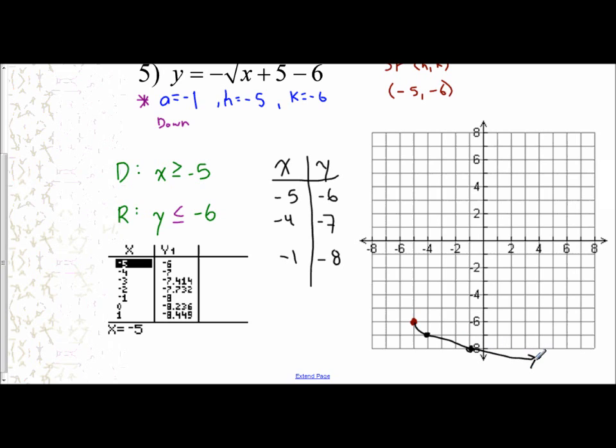And there's our graph. So the values of a, h, and k assist us with our domain, our range, our starting point, which allows us to know where to put our table of values in our calculator and then to graph from there. So let's look at another example.